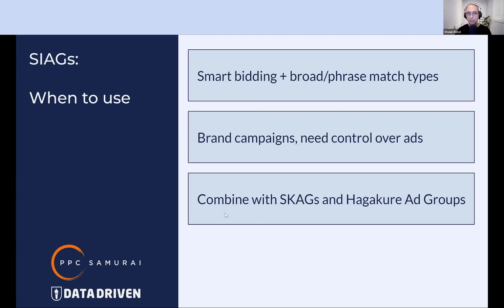Now, we use single intent ad groups in combination with SKAGs and with HAGAKURE. See, I pronounced that really well that time, right? So we combine these three together if the circumstances are right. So as Jeff said, we're not saying this is a one-size-fits-all scenario. We want to give you three distinct tools to put in your tool bag, and then you can pull them out and use them as you see fit and as suits the client situation. And this might just be something that you add into something else cool and funky that you do, but it's good to have these extra tools in your toolkit.